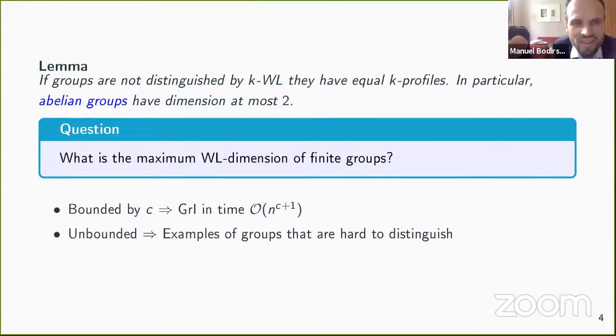So this family of groups that you discovered, does it fall into any natural class of groups where the group isomorphism problem is known to be solvable in polynomial time? And if so, how?